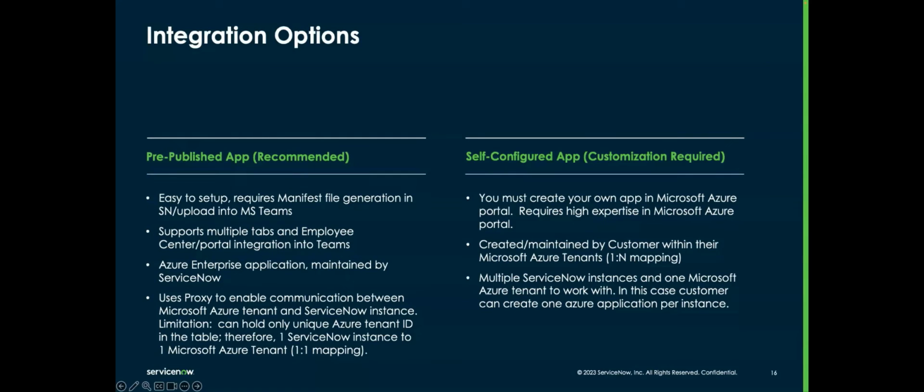Now you might be thinking, hey, we want to connect multiple to multiple. How do we do that? And it's really pretty simple. You start off with that pre-published app in your production environment, get that easy setup going. Now, if you want to connect dev or test or a QA environment or other ServiceNow environments to that same Microsoft tenant, you would utilize that self-configured app configuration. So you would use the pre-published app as your primary and then bring in those secondaries for your sub-production instances in order to tie that architecture all together. Now, that's not always required in everybody's environment.